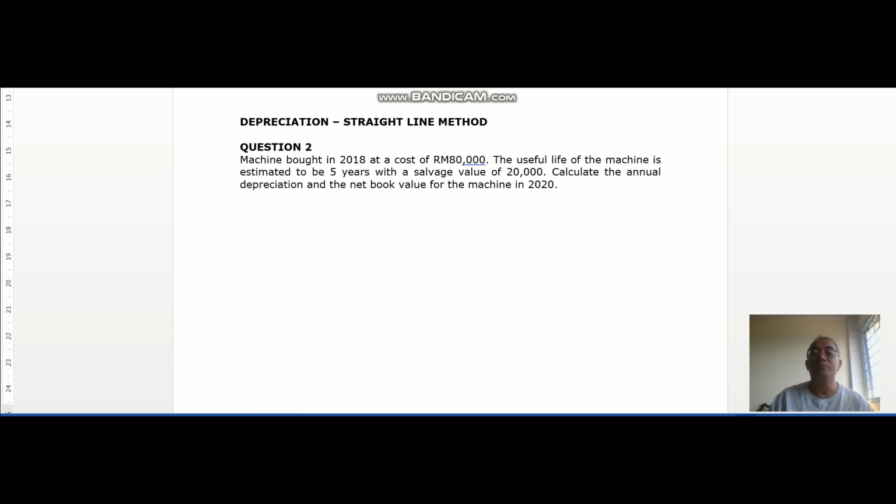Okay, so let's calculate the annual depreciation and the net book value for the machine in 2020. Previously, we could go beyond 2020 because this is 5 years: from 2018 it's 2018, 19, 20, 21, 22. So we should finish at 2022. But here the question asks you until 2020. But never mind, let's calculate.